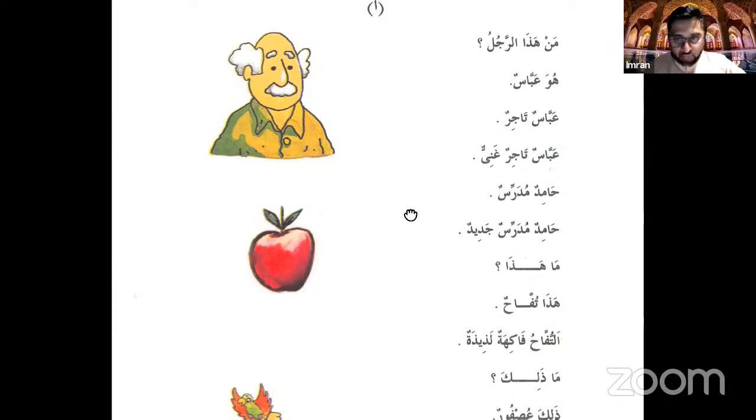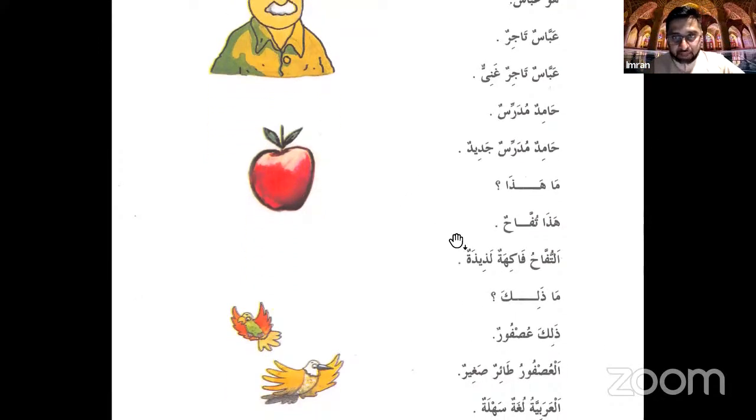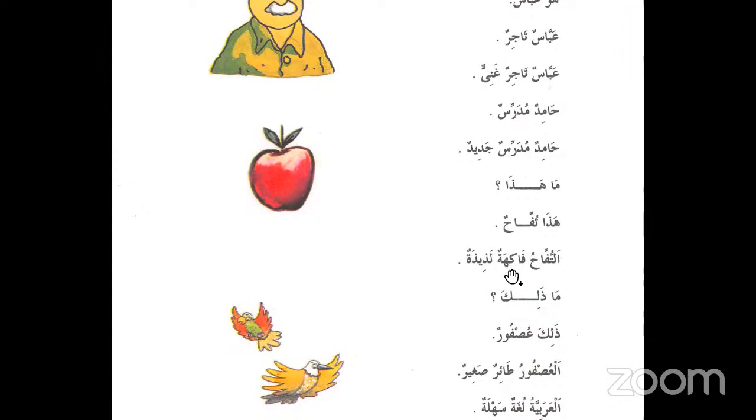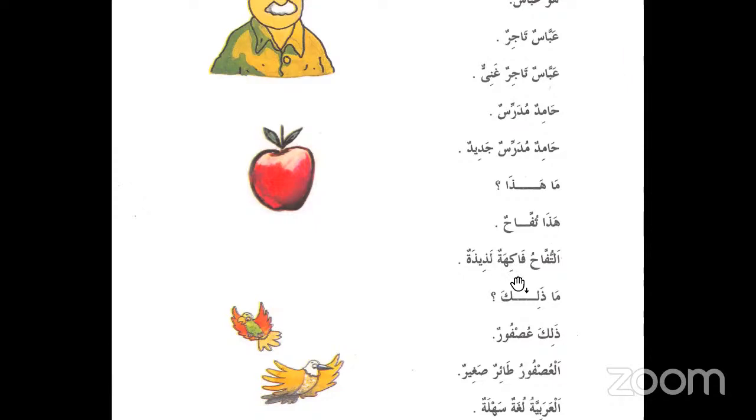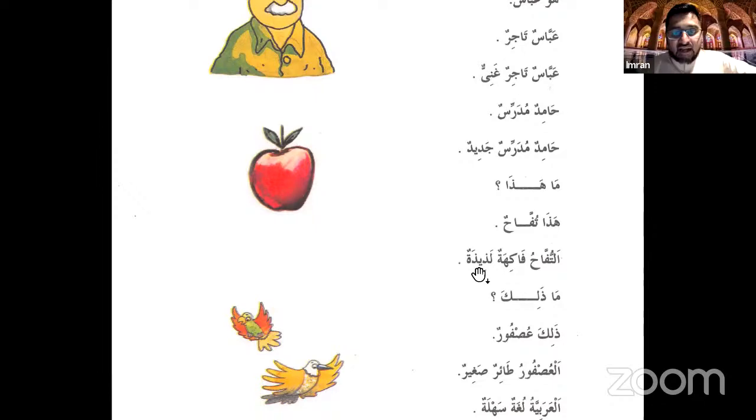Now I'll give you an example of something different. At-tufahu fakihatun. The word at-tufahu is apple. What does the word fakihatun mean? Fakihatun in Arabic means a fruit. Does the word fakihatun have a ta marbuta at the end? Yes. So the apple is a fruit. What type of fruit is it? Feminine.